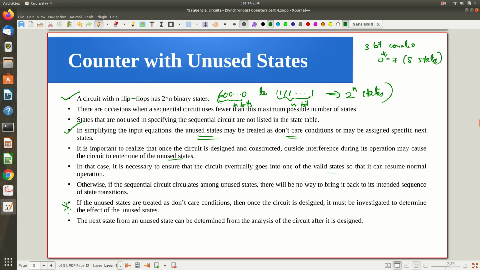Whenever you are designing the circuit, you can treat them as what is called don't care. Don't care means it can be 1 or 0. For getting the largest grouping or for simplifying the circuit design complexity, we will treat this don't care as 1 whenever needed. Whether that assumption is correct or not, you have to analyze after creating the circuit. Then the next state from an unused state can be determined from the analysis of the designed circuit, and we will see how to analyze and how to deal with the unused states.